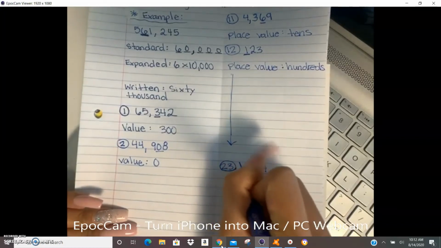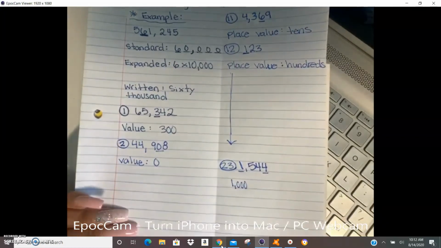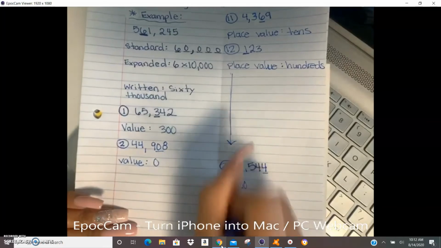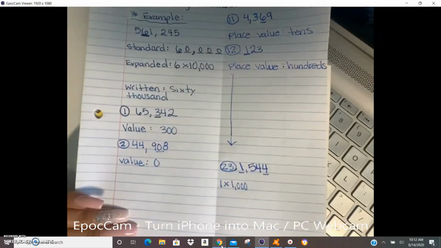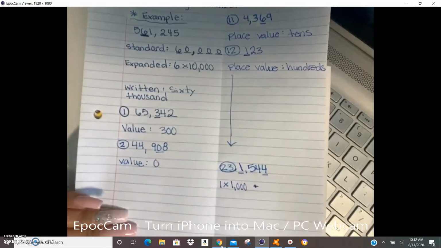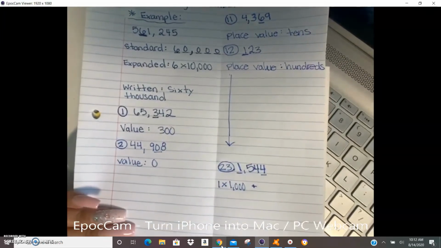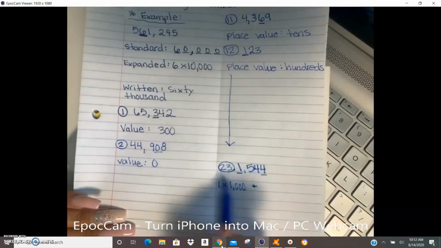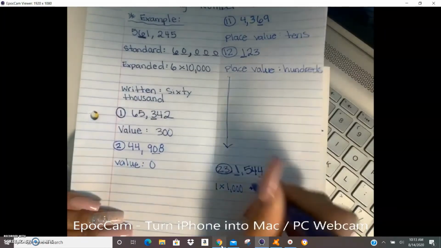This is the thousands place value. How many of that do I have? I only have one of those. So 1 times 1,000, that's how many I have. Hold it together with a plus sign, right? Because it's not a separate number, it's one whole number, but we're expanding it.